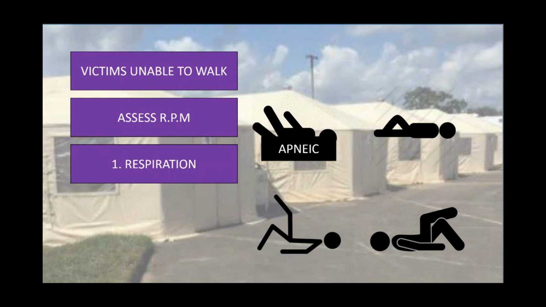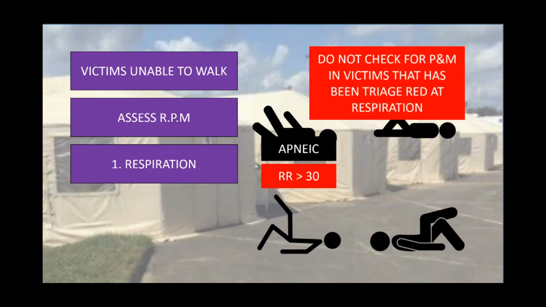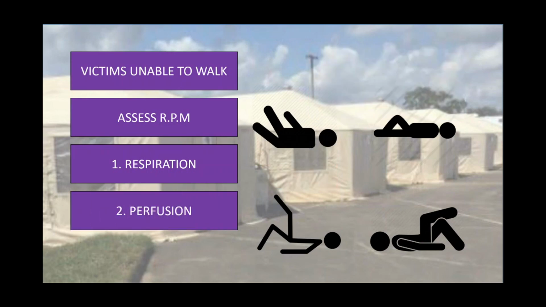Number 1, respiration. If the victims are not breathing or apneic, triage them as black. If the victims are breathing, count the respiratory rate. If it's more than 30, triage them as red. Please do not check for perfusion and mental status in these victims once you have triaged them as red. Move on to the next victims for triaging. If the respiratory rate is less than 30, please assess the next component, which is perfusion.